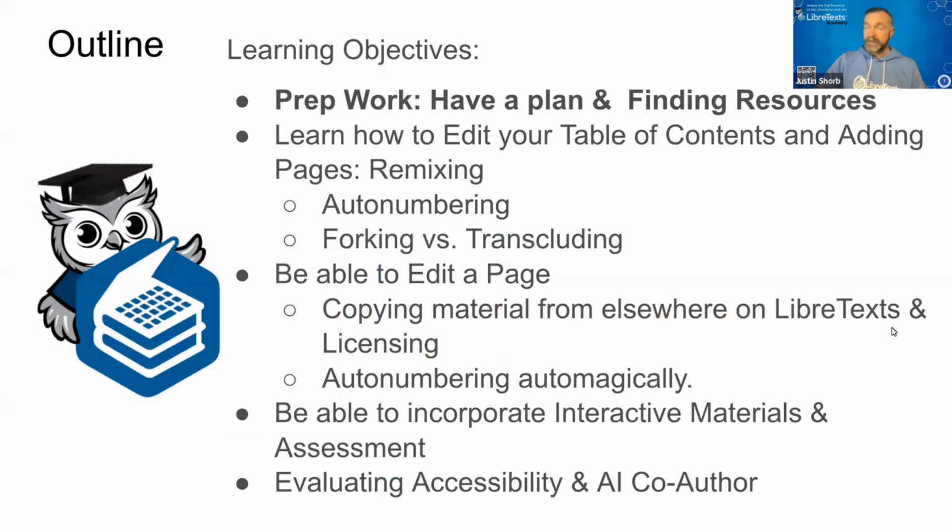The first thing we're going to talk about is prep work, having a plan and finding resources that you might use in your project. Then we're going to learn about editing your table of contents and adding new pages, which is what we call remixing. We're going to touch on how we do auto numbering and forking versus transcluding, which are key phrases to understand when you're working with other content.